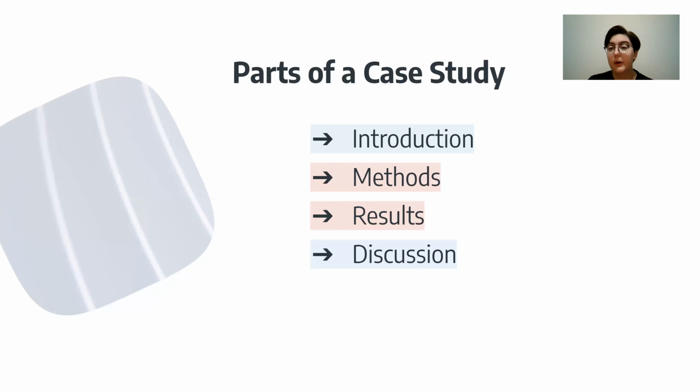So then, what are the parts of a case study? There are four: the introduction, methods, results, and discussion. And you'll notice two are highlighted in blue and two are highlighted in pink. These are split into two subcategories that I'll talk about now.